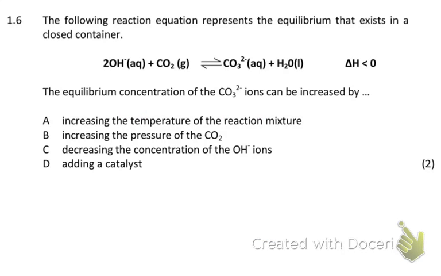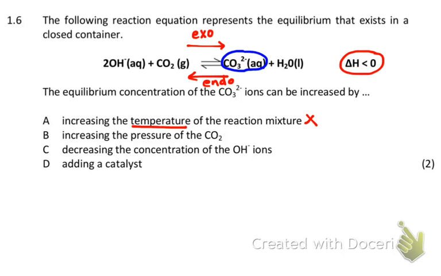Right, 1.6, we've got an equilibrium reaction. Delta H is less than 0, so the forward reaction is exothermic and the reverse reaction is endothermic. And the question asks for how we can increase the concentration of CO3 2- ions. Alright, first one, increase the temperature. That will favour the endothermic reaction, which is the reverse reaction, so that's not correct.